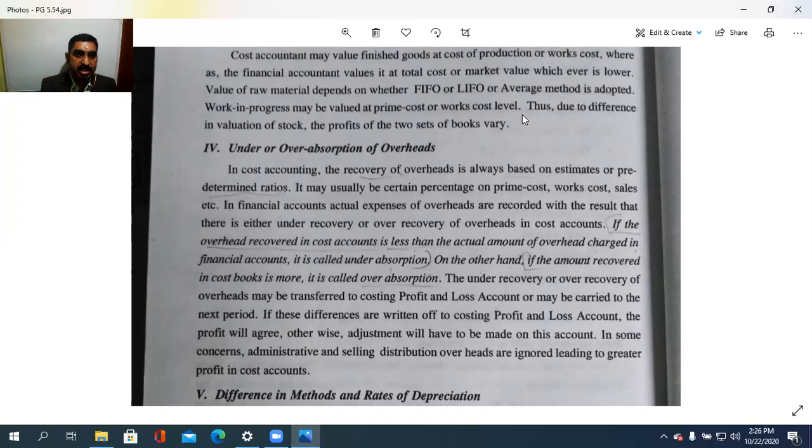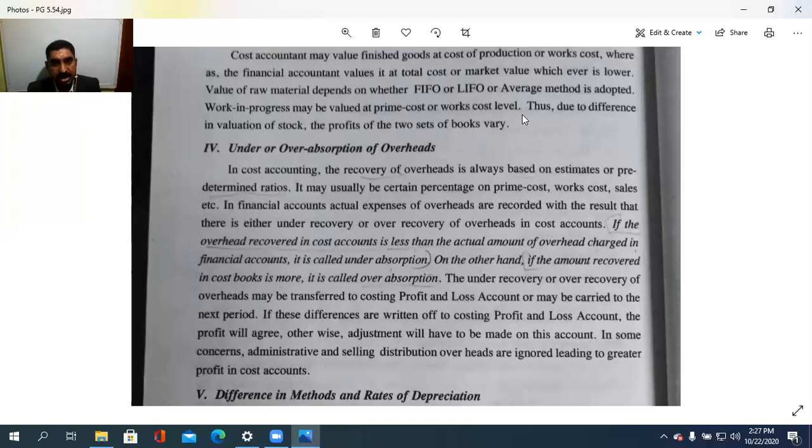ആക്ച്വലുമായിട്ട് കമ്പയർ ചെയ്യും. If there is any difference, it should be rectified. Otherwise, not a problem. If the situation is favorable, not a problem. If the situation is adverse, we need to take remedial measures for such thing. So, അതാണ് ഓർക്കേണ്ടത്. In financial account, actual expense of the overheads are recorded, while in case of a cost account, under recovery or over recovery of the overheads are to be incurred. If the overhead recovered in the cost accounts is less than the actual amount of overhead charged in financial account, it is called under absorption.